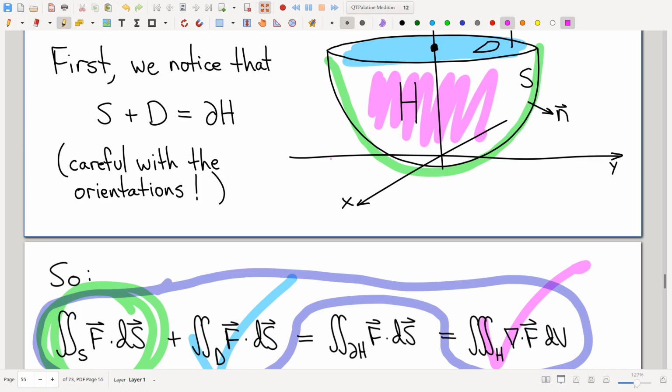S plus D, between the two of them, is a boundary. I'm not saying that S includes D. I'm saying let's look at what you get when you combine S and D. Does that make sense? Yeah. It's a good question.